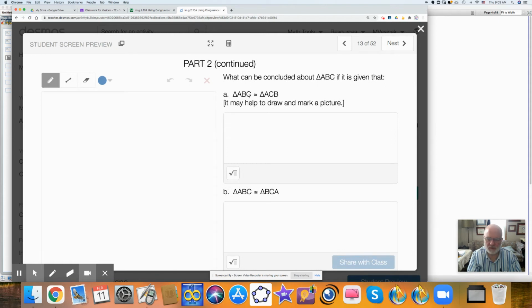And now we come to one that's, I think, interesting. That's because I wrote it, I suppose is why. But if I have triangle ABC, and we're told that it's congruent to ACB, well, A matches up with A, but B matches up with C. So these two angles would have to be congruent. And C matches up with B. Oh, this is isosceles.